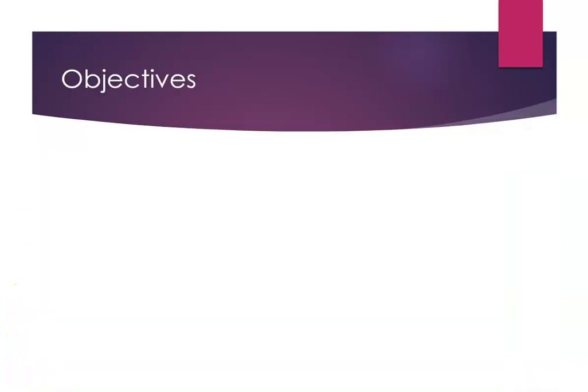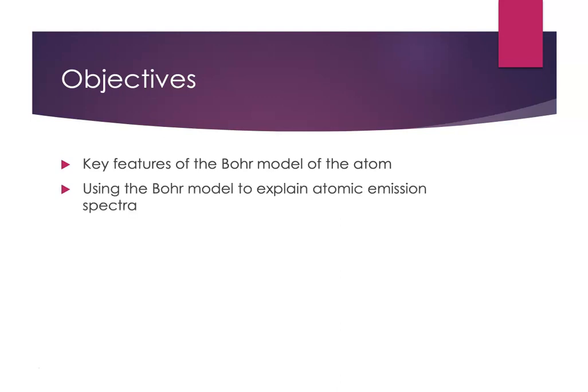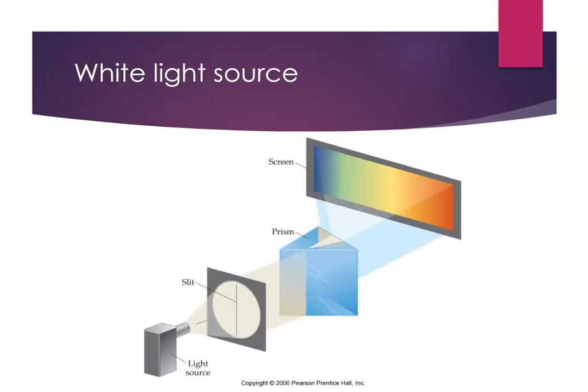Here's what I'd like to accomplish in this webcast. First, I want to talk about the key features of Bohr's model of the atom, and then use the Bohr model to explain atomic emission spectra, which is a really important application of the Bohr model. And then finally wrap up by talking about limitations of the Bohr model and why this model is no longer the accepted model.